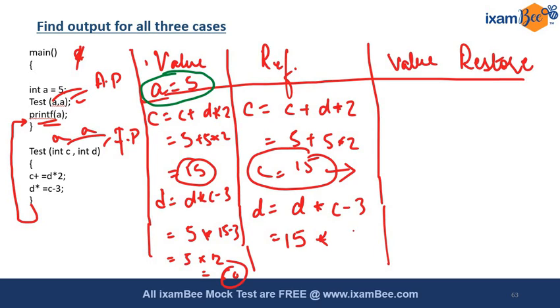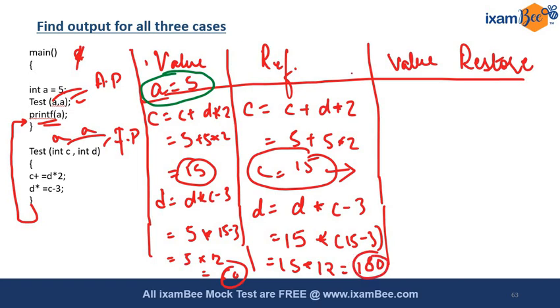So the names are different, c and d, but actually the value of a and the address of a is only getting passed. So we are going to focus on that. We are not going to see them as different, we are going to see them as same. So 15 multiplied by 12, which turns out to be 180. So this will be your answer.